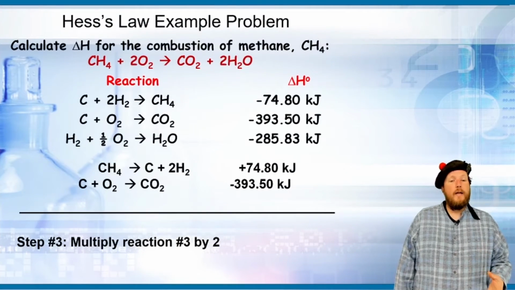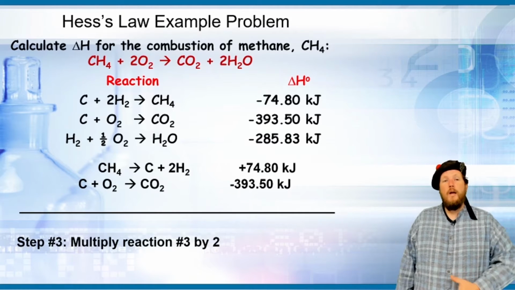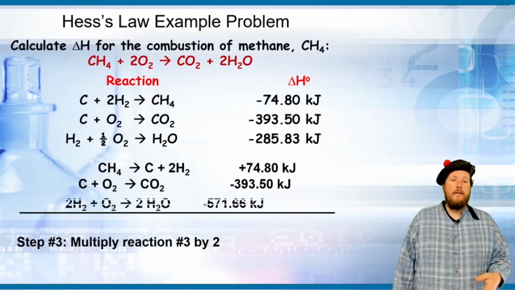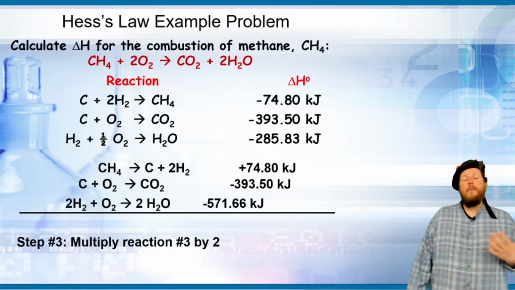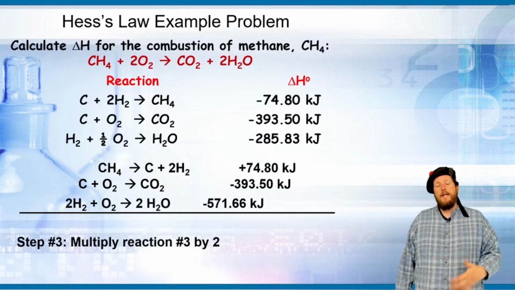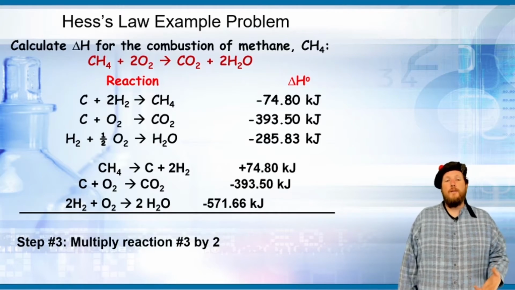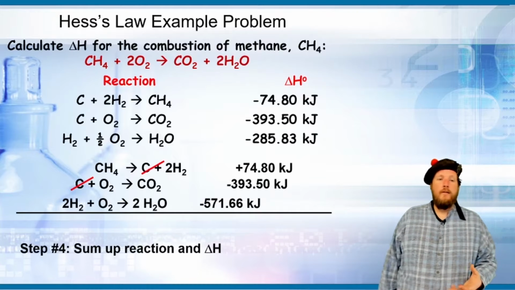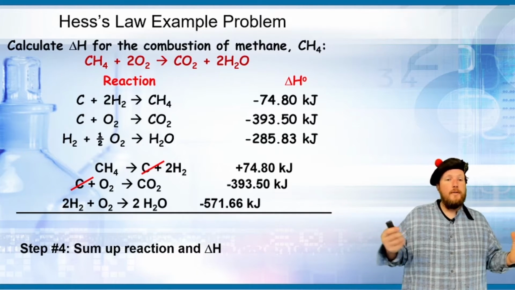So we multiply reaction number three by 2 because we need two H2Os on the right-hand side. So we get 2H2 plus O2 becomes 2H2O, and we also have to multiply the delta H to get the same value. Remember, we're trying to look for the delta H of that top equation. We can now add these together, and if something appears on both sides of the equation, we can cancel it out.